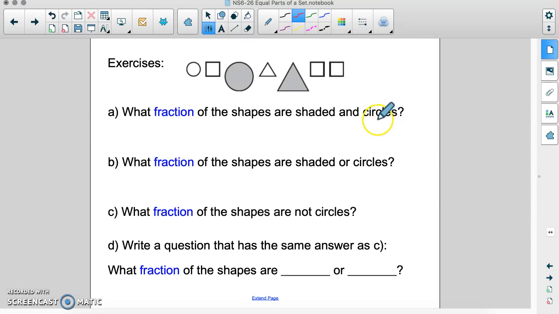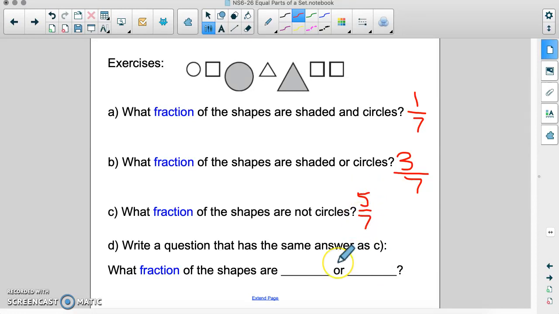So what fraction of the shapes are shaded and are circles? You should have found the answer to A was 1/7. What fraction of the shapes are shaded or circles? The answer here is 3/7. What fraction of the shapes are not circles? The answer you should have found should have been 5/7.